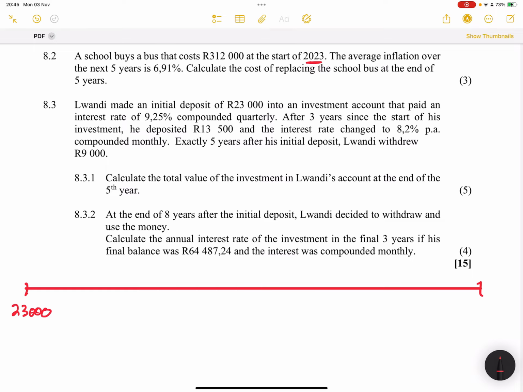Okay. Now they say to us, calculate the total value of the investment in Lwandi's account at the end of the 5th year. Now, I see later on they've got 8 years, so I'm just going to draw the timeline: let's start with year 1, 2, 3, 4, 5, 6, 7, that's going to be 8.